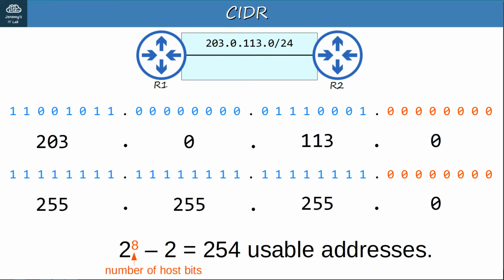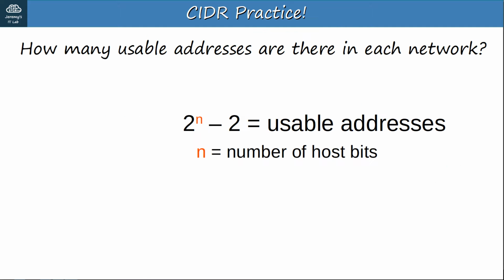Well, it's the number of host bits, which is 8 in this case. And why minus 2? Those are the network address and broadcast address. We can't assign them to a device, so we have to remove them from the number of usable addresses. So, we have 254 usable addresses, but we only need 2, one for R1 and one for R2. However, CIDR allows us to use different prefix lengths, so it doesn't have to be /24.